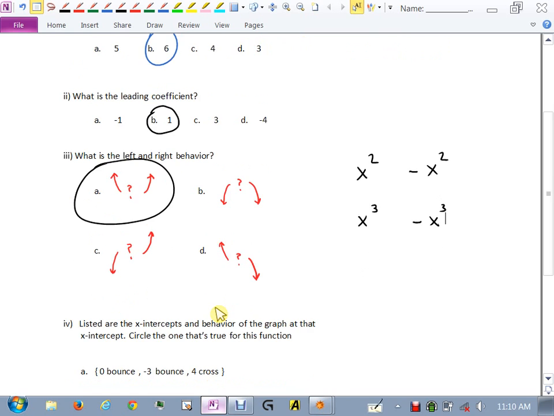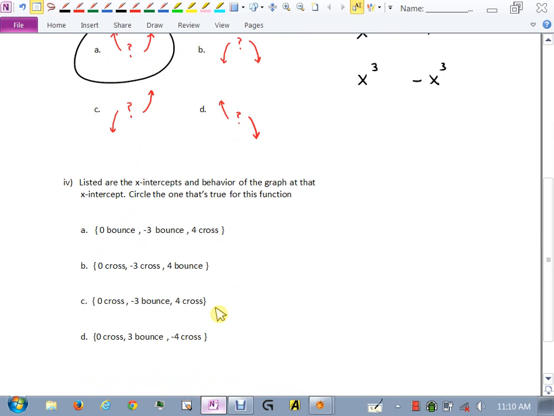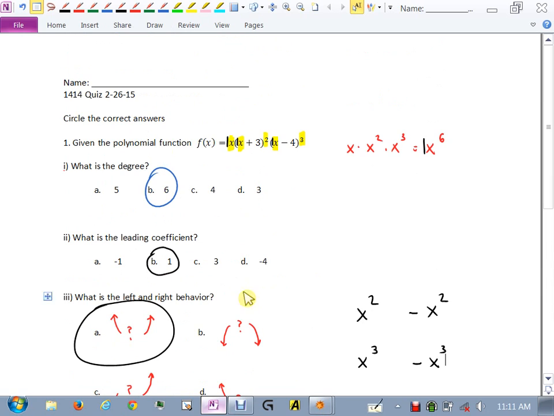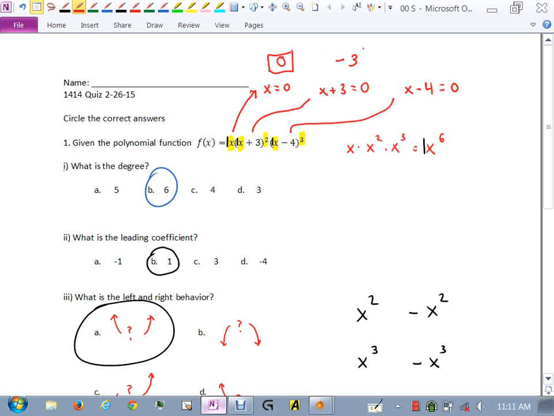Okay. Listed are the x-intercepts and behavior of the graph at the x-intercept. Circle the one that's true for this function. So we have 3 x-intercepts. You would have to set each of these factors equal to 0: x equal to 0, x plus 3 equal to 0, x minus 4 equal to 0. That would give you 3 solutions. The first solution would be 0. The second one would be negative 3. And then the last one would be 4.